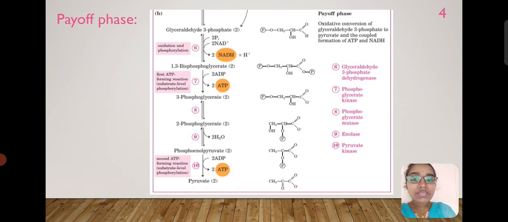And the ninth step is the dehydration, by which removal of water takes place, in which 2-phosphoglycerate is converted into phosphoenolpyruvate with the help of the enzyme enolase. And the 10th step is also the phosphorylation, by which phosphoenolpyruvate is converted into pyruvate with the help of the enzyme pyruvate kinase with the production of two molecules of ATP. By this, both the preparative phase and the payoff phase are completed.